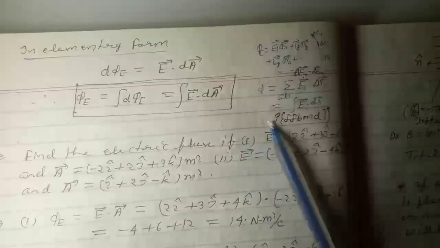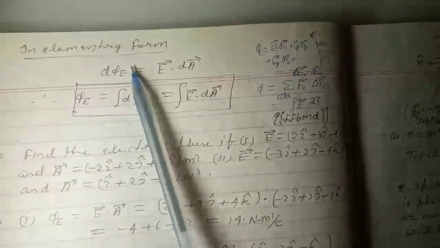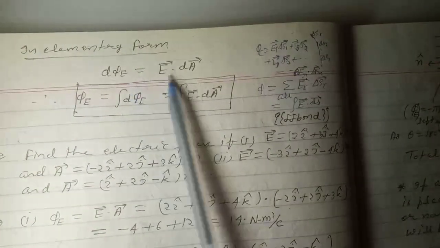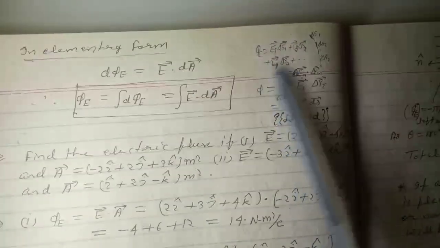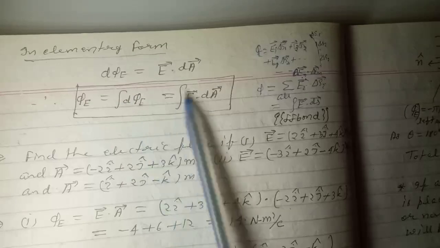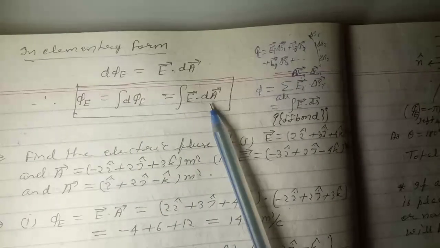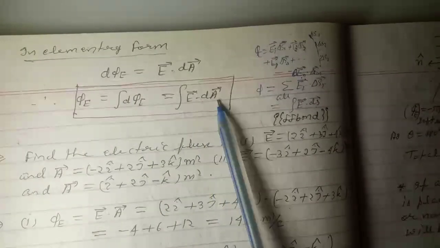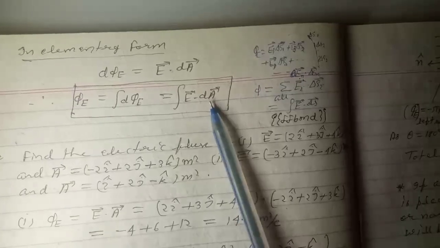Next, in elementary form, d phi equals E vector dot dA vector. Hence phi equals integration of d phi, or integration of E vector dot dA vector, where E vector is electric field and dA vector is elemental area.